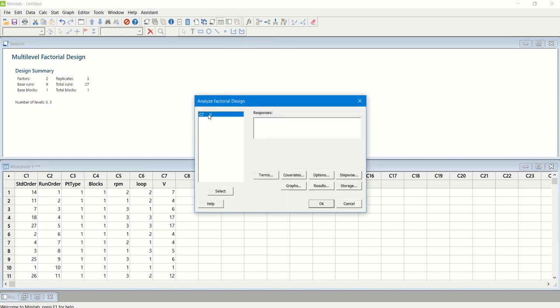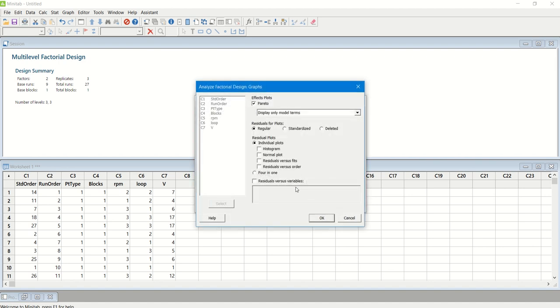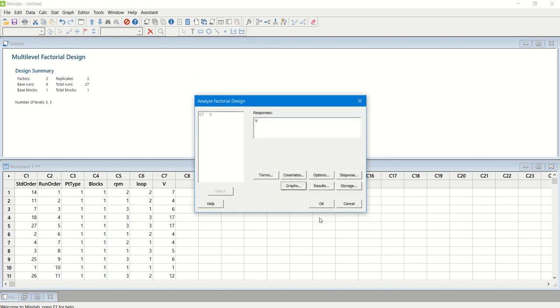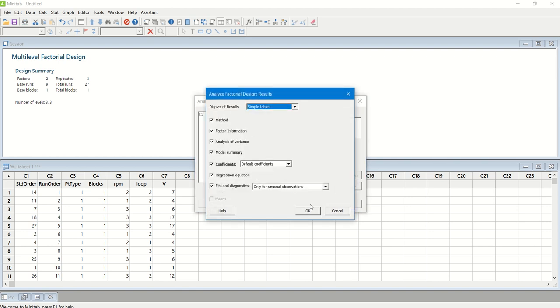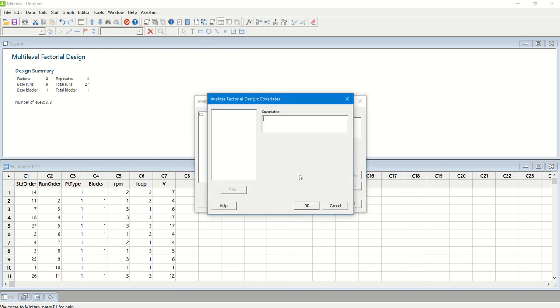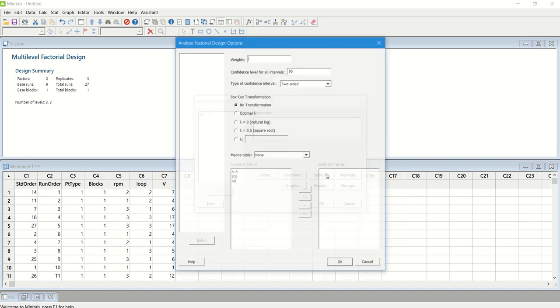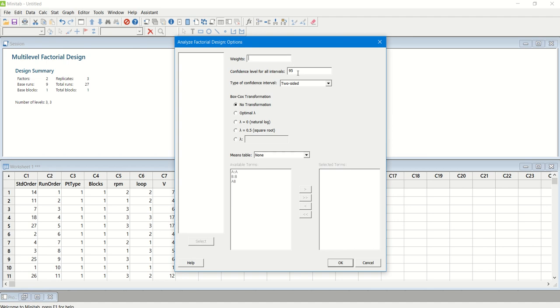So the response is the voltage. So terms, options, stepwise. So okay, click on that, double click on that. So we have results, graphs, residual, standardized. Okay, Pareto. No, only model terms. So results. So yeah, okay. Options, covariates, no options. So our confidence level is default.